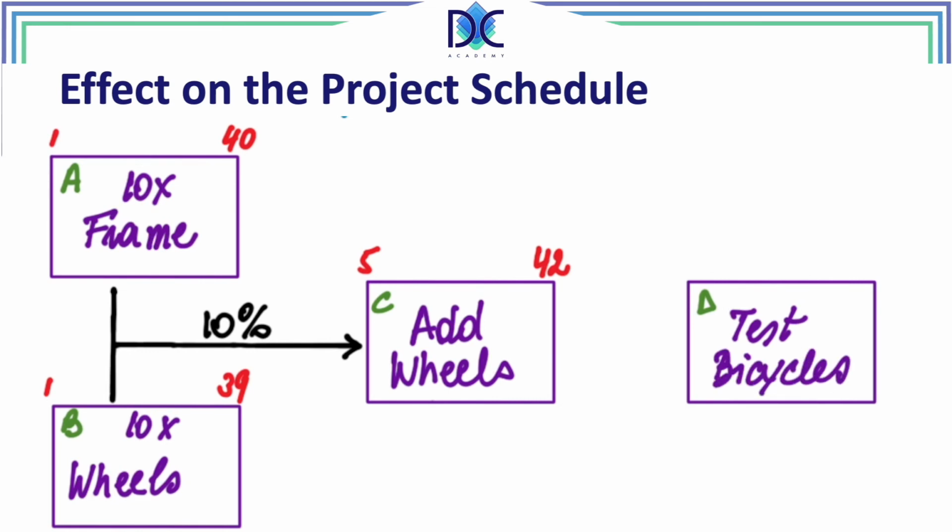Activity D can start also at minute 7, the moment we have the first frame completed. So the first frame with the wheels is completed at minute 6. So we can start testing the bicycles at minute 7. And basically what we have here is that everything will be finished at minute 44. So basically what we have here is in fact this improvement.